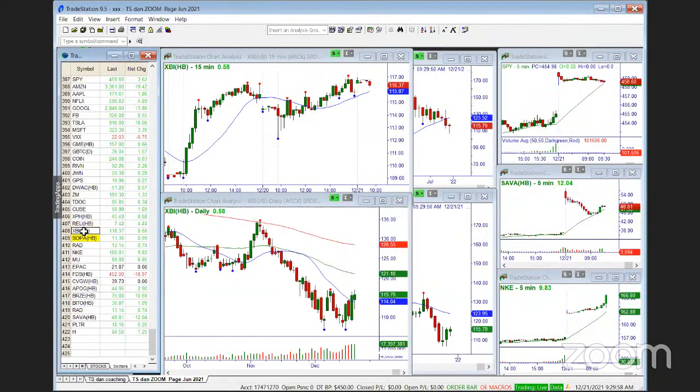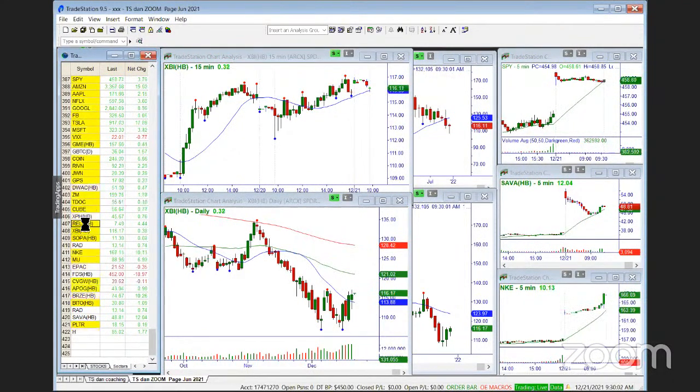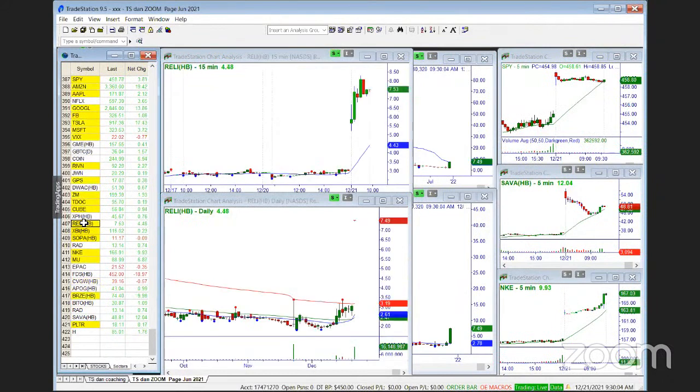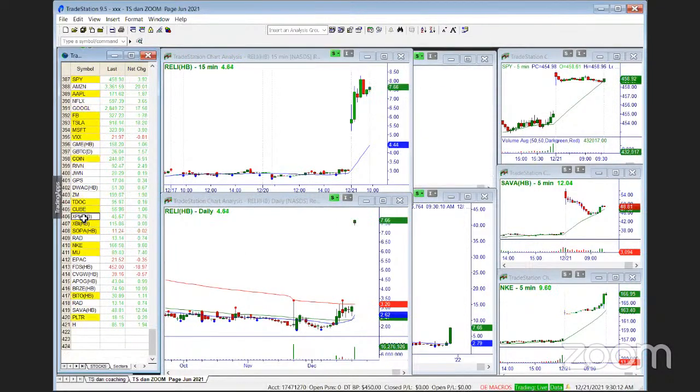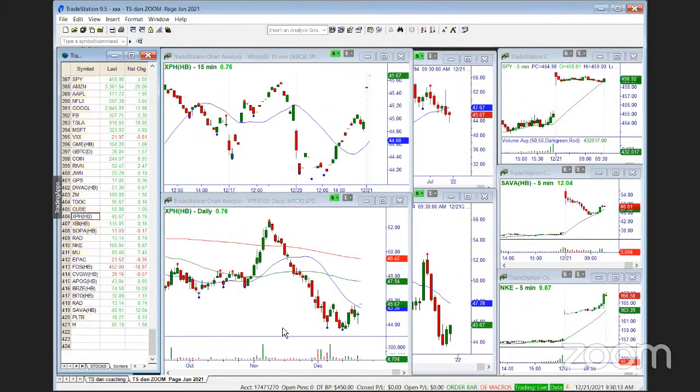XBI, we said yesterday we like it over yesterday's high. Really? Well, what's up with that? 3 to 750. XPH, we said potential bottoming pattern. So now it's gapping up. So it's still worth watching. Wow, ticked 1,500. And yesterday it was negative 1,500.